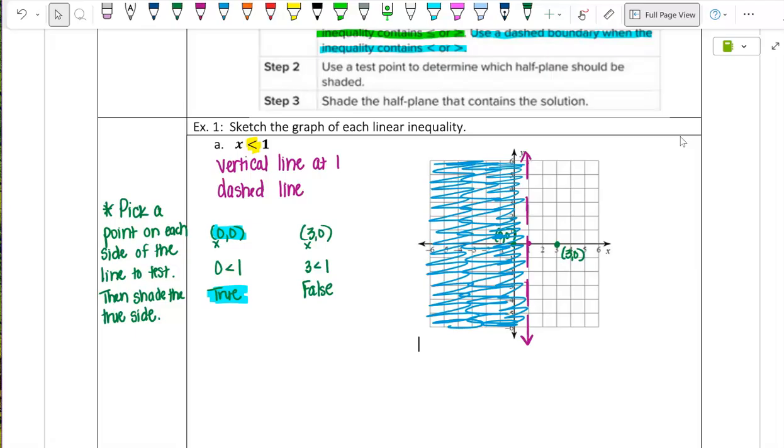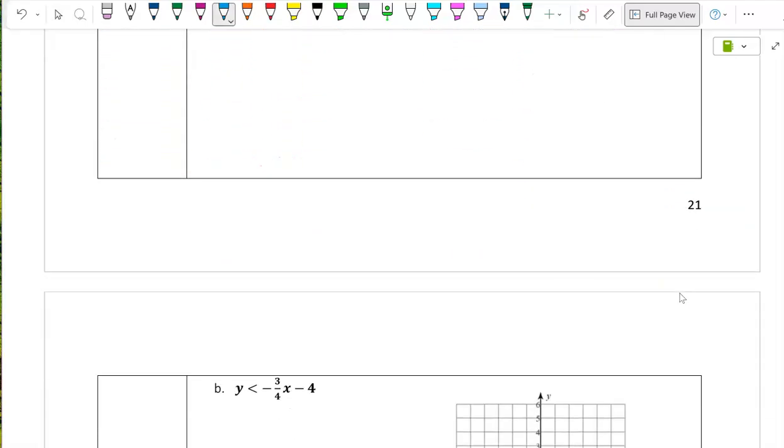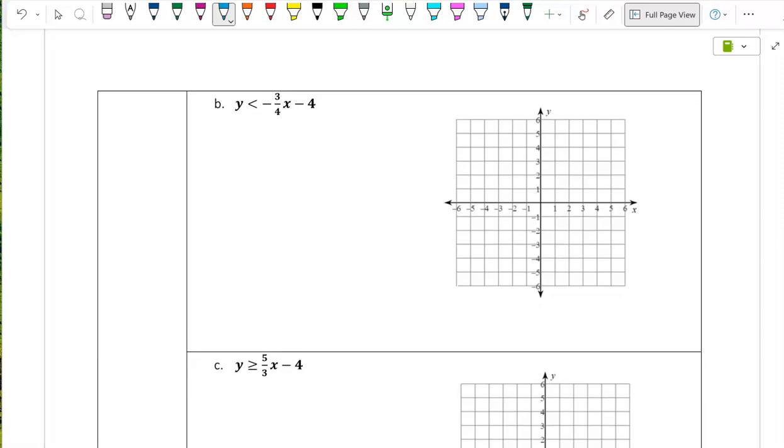Right, if we go to the next problem at the top of the next page, we have y is less than negative 3/4 x minus 4. So this time we do have an x and a y. It is already in the y equals mx plus b format. We have the y by itself, and then we can see our slope and our y-intercept. But again, the first thing we want to do is look at this inequality symbol. Is this going to give me a dashed line or a solid line? Dashed. It's just less than, so dashed.